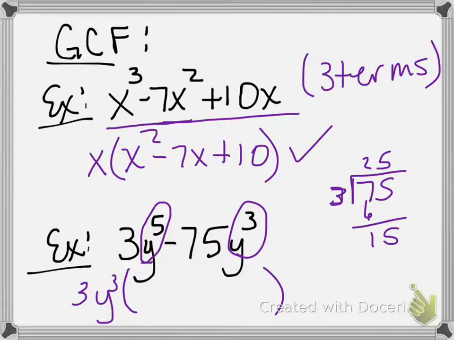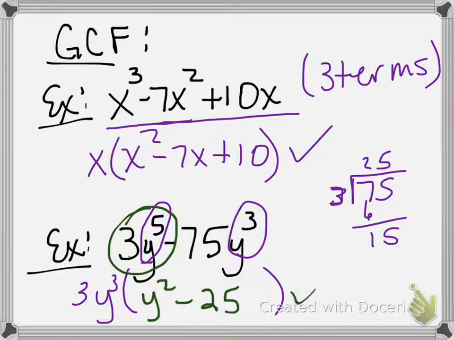So now when I do this, remember I'm dividing. 3y to the fifth divided by 3y to the third is going to leave me with y squared. 75y to the third divided by 3y to the third is going to leave me with 25, and that's it. The y cubes are going to be gone. So this has been factored using the greatest common factor, even though it's possible that this will factor further later on.